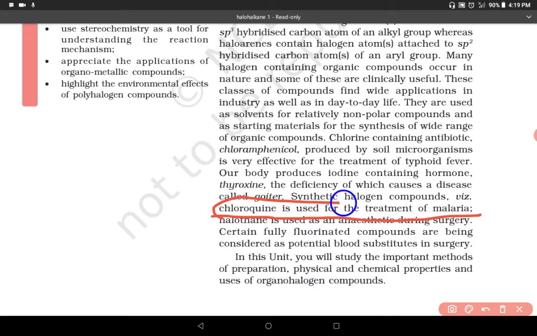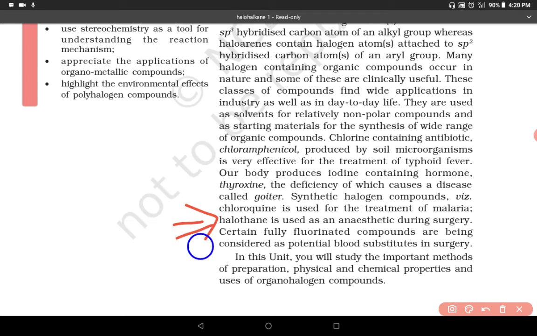Malaria and typhoid are caused by a virus, but the agent is the mosquito. You already know about that. Yes, chloroquine. This chloroquine is used as a treatment of malaria. Okay. Halothane is used as an anesthetic during surgery.